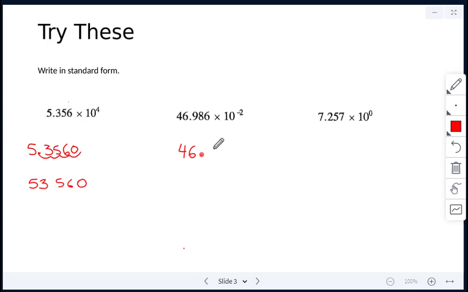Our next one here is 46.986, and it's a negative exponent, meaning it's a small number. So we're moving our decimal in the opposite direction to what we were doing before. We're going to move it back, left 2 places. So the number is 0.46986. And the last one, 10 to the power of 0 is just 1. So you're left with 7.257 times 1, which is just 7.257.